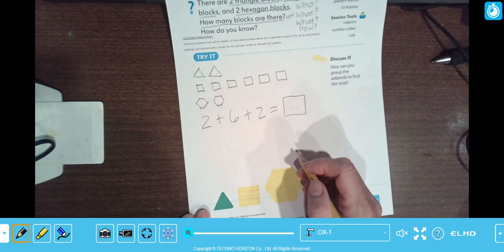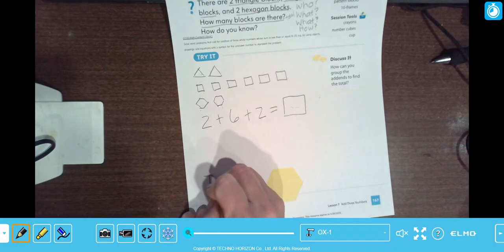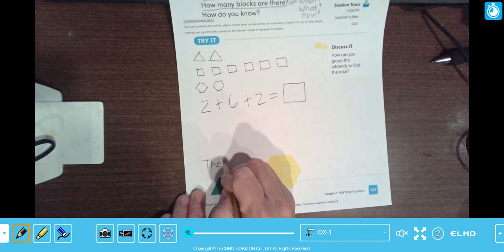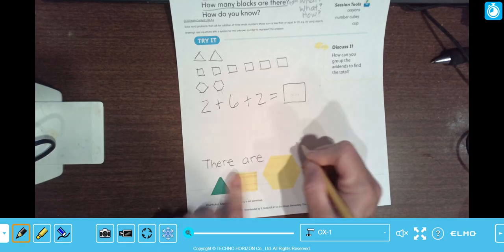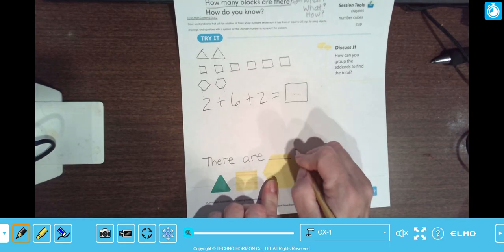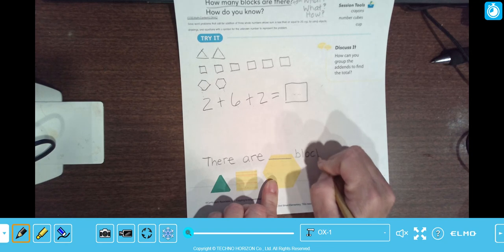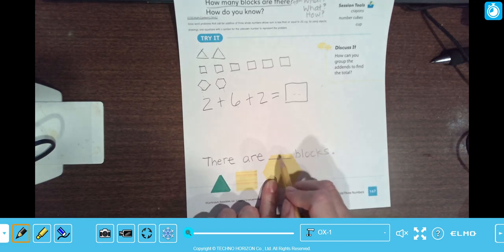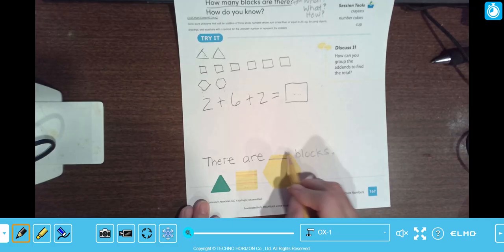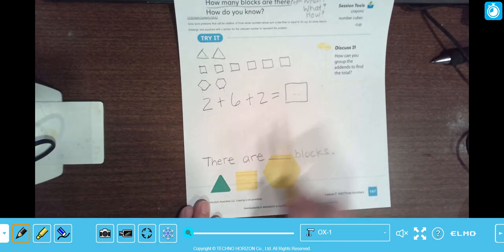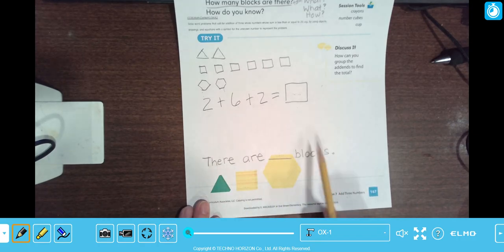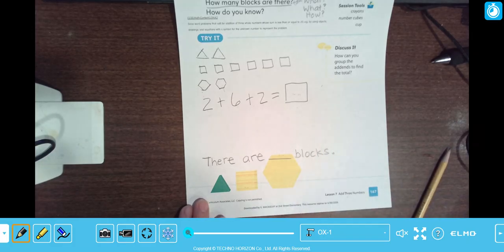And when you're done, you're going to write here. How many blocks are there? You're going to write there, way at the bottom. There are blank blocks. And your answer is going to go right here. The total number of blocks goes here. Okay? So here's your drawing, your equation, and your answer in a sentence. Make sure you put the answer there. Okay? All right.